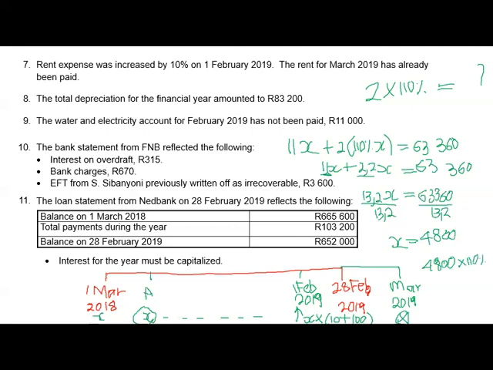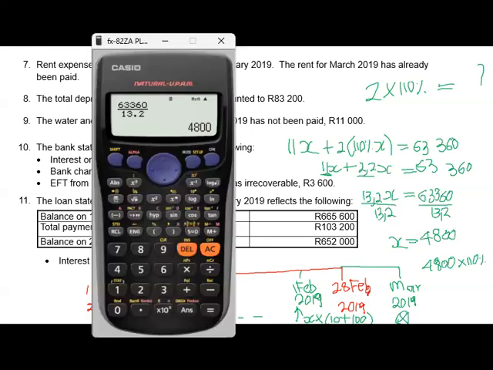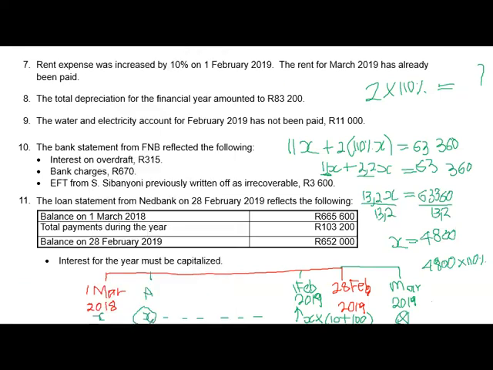So what are we going to get there? 4,800 times 110, shift percentage. Don't forget the percentage. It gives me 5,280. So that is the rent for March. It will be 5,280. That is the rent for March. This 5,280, we do not want it. It's inside that 63,360. We do not want it.